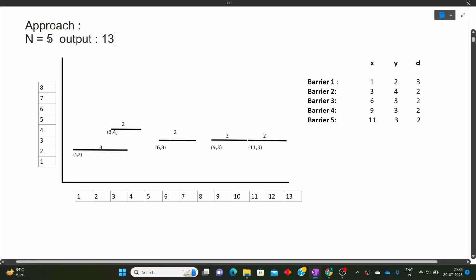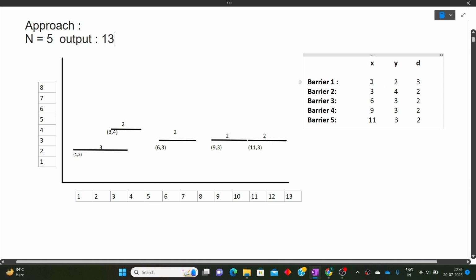Okay, so here what is given? It is given that n is equal to 5. So n equal to 5 means there will be 5 barriers given to us. So there are barriers 1 2 3 4 5, and the information of a barrier will be given in this way, that is x y d. So x comma y represents the starting coordinate of the barrier and d represents the length of that barrier.